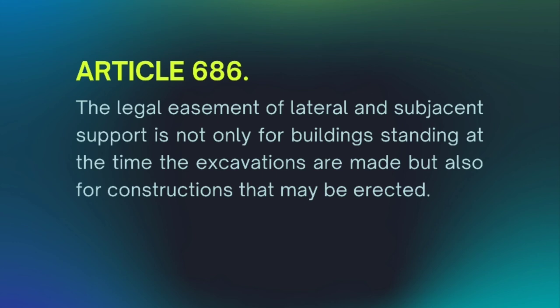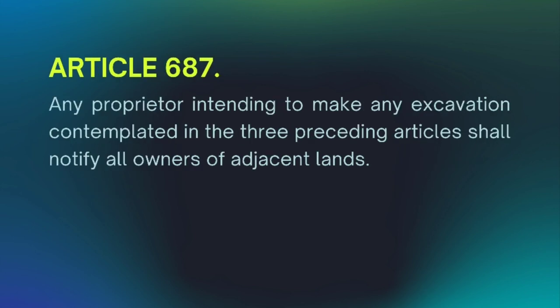Article 686. The legal easement of lateral and subjacent support is not only for buildings standing at the time the excavations are made, but also for constructions that may be erected. Article 687. Any proprietor intending to make any excavation, contemplated in the three preceding articles, shall notify all owners of adjacent lands.